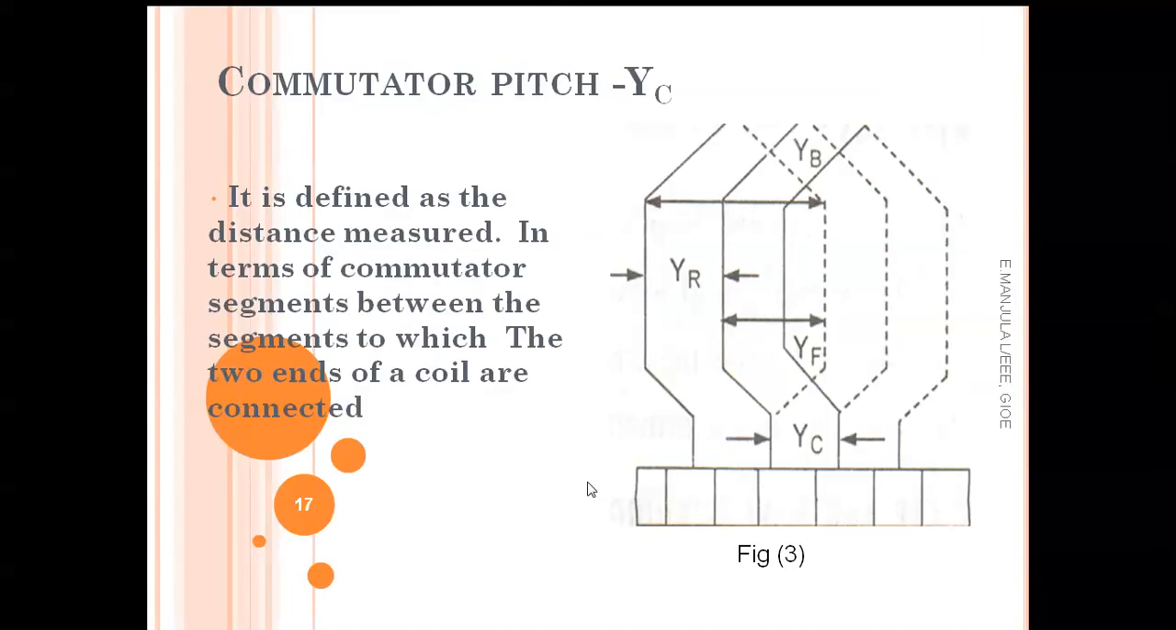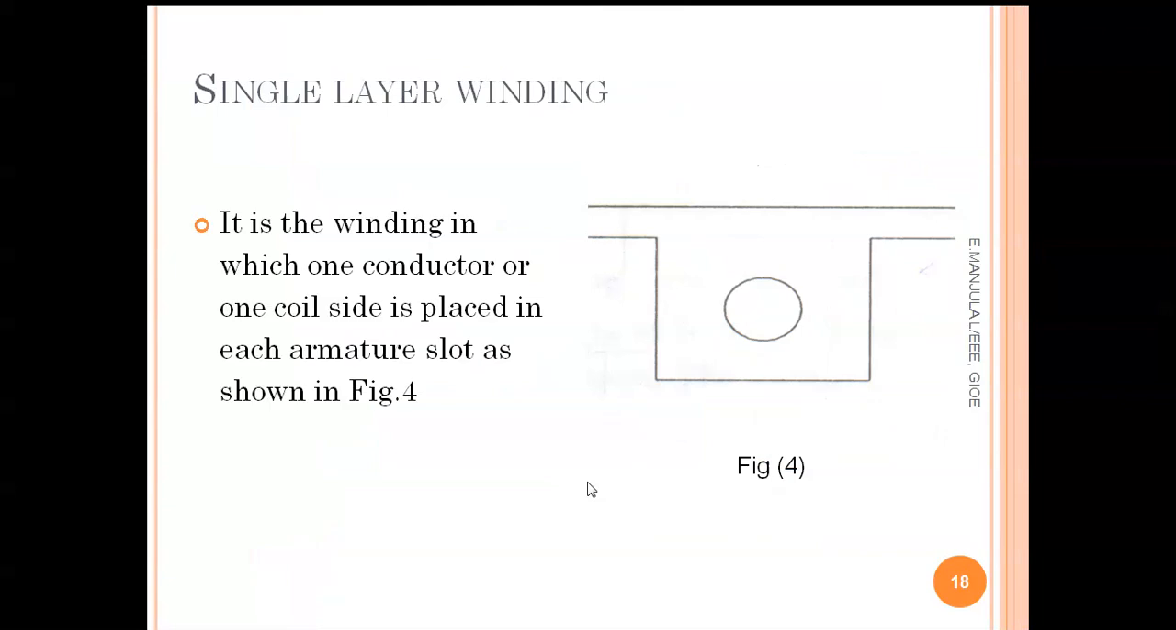So we have covered all important terms which are in winding. So we will see now single layer winding. What is a single layer winding? It is a winding in which one conductor or one coil side is placed in each armature slot. So this is a slot here. In this slot, only one conductor is placed. Then it is a single layer winding.